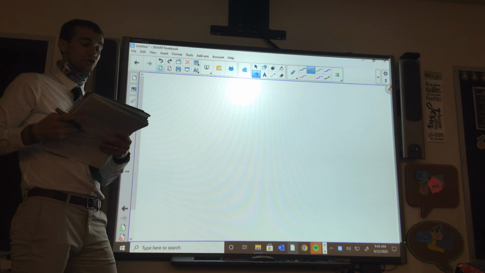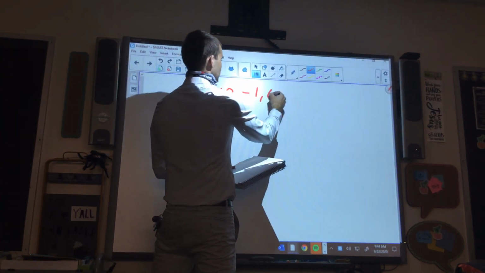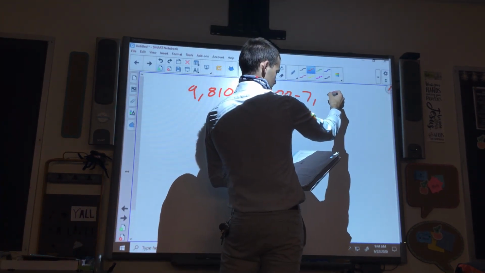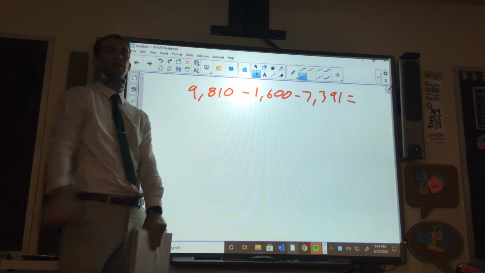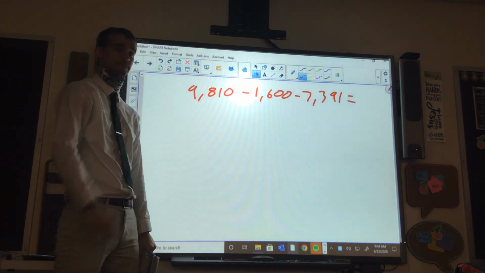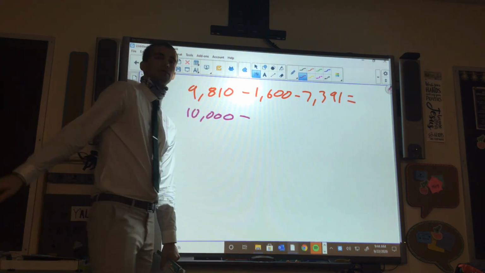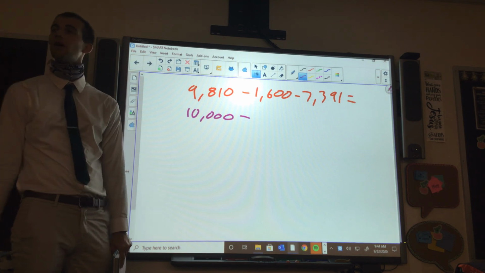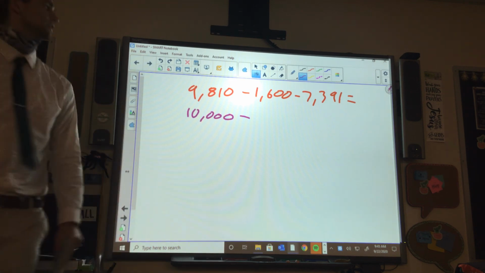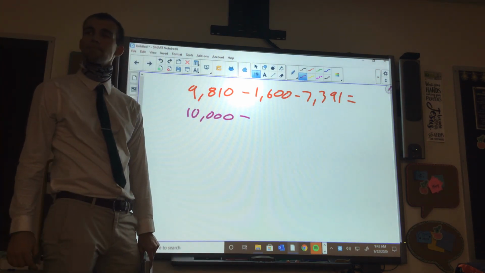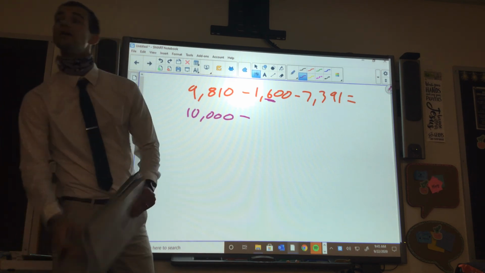What about if we do subtracting? 9,810 minus 1,600 minus 7,391. Raise your hand if you know the answer. 9,810 rounds up to 10,000. Yep. 1,600 rounds to what? Look at the next digit. You always look at the hundreds digit if you're rounding to thousands. Look at the next digit over. 2,000, yeah.